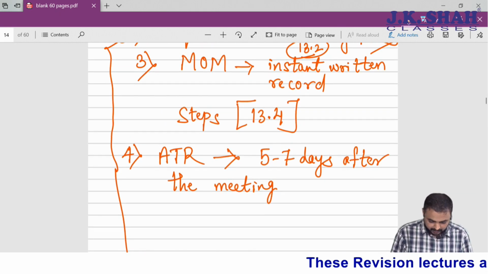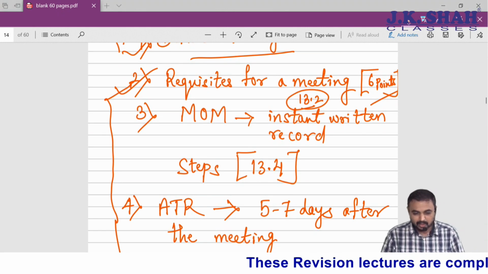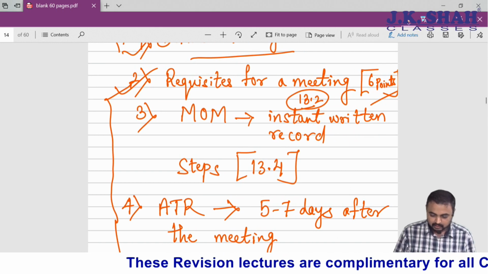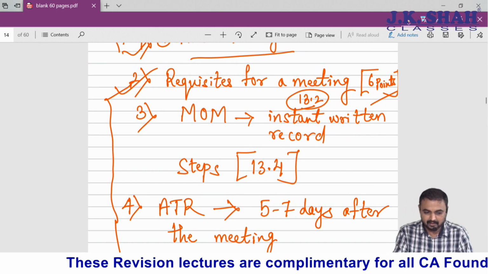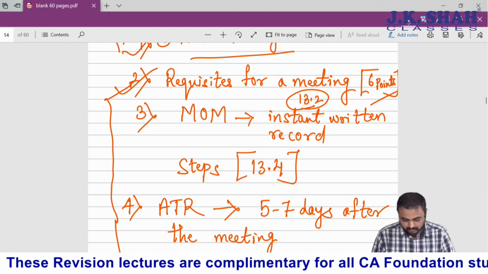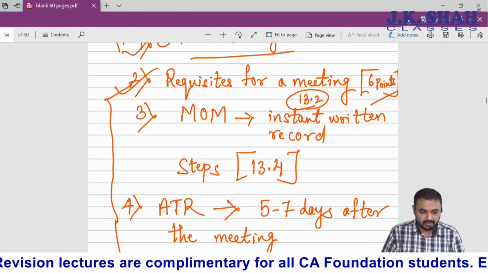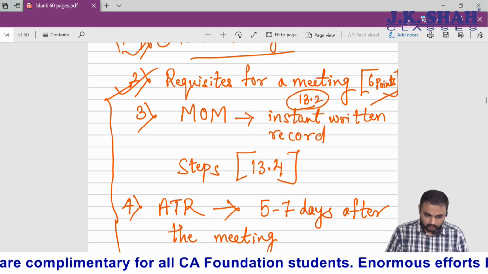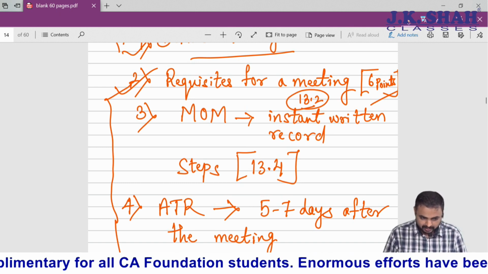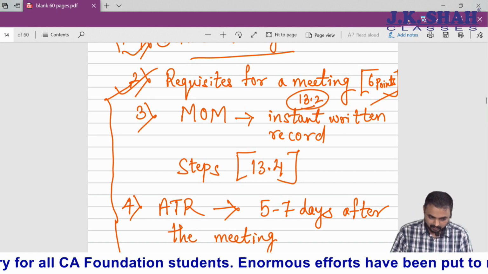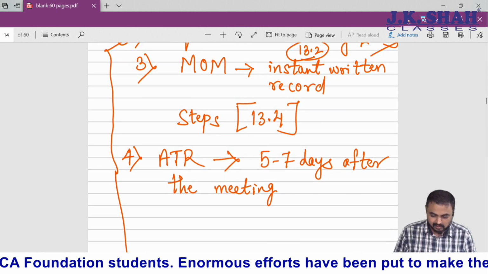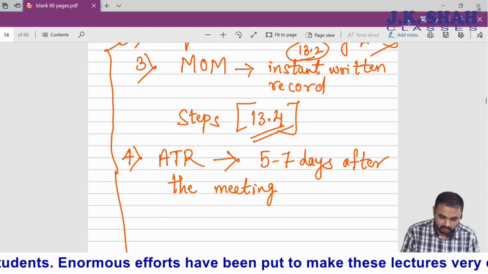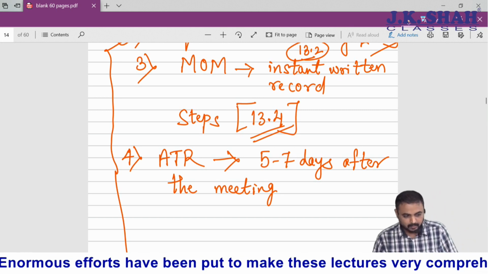Next question, that is MOM. You know what is MOM? MOM is nothing but minutes of meeting. Minutes of meeting is nothing but instant written record of the meeting. I repeat, MOM. What is the full form? Minutes of meeting. It is nothing but the instant written record for the meeting, so that various participants don't have a different recollection of the meeting. There are several steps to be followed while writing minutes of meeting, which is given on page 13.4. You will go through it.